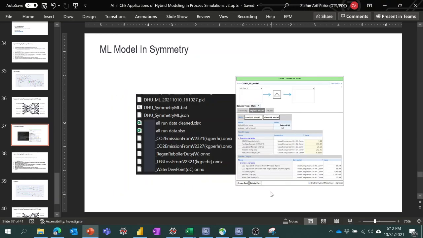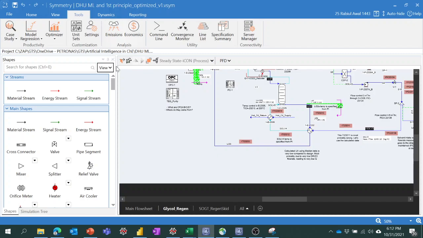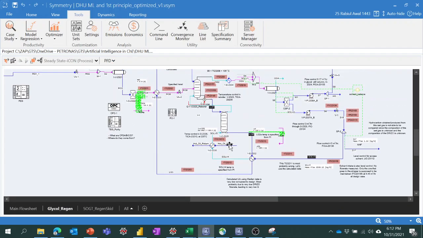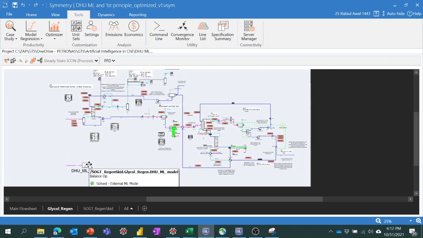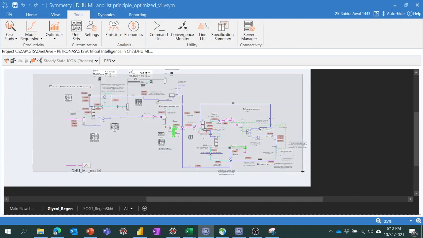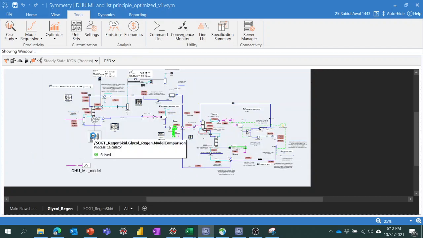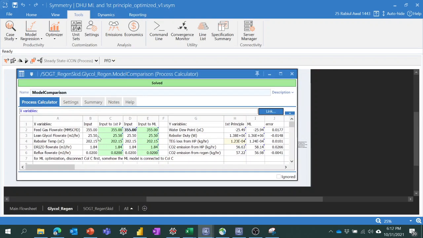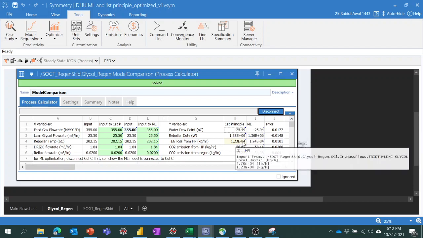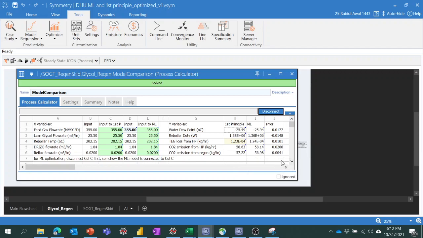And then, this is what we have in Symmetry. All of these are there, and then we have this machine learning model. I just copied this stream to there, so that we can see. This is the whole first principle model, and this is one box of machine learning model. I give them the same inputs, and these are the 5 predicted key performance indicators: the water dew point of -25 for the ML, and then the reboiler duty, the loss of the glycols, and the CO2 equivalent emissions. So all in all, they are within 1 to 3% of error, which is okay.